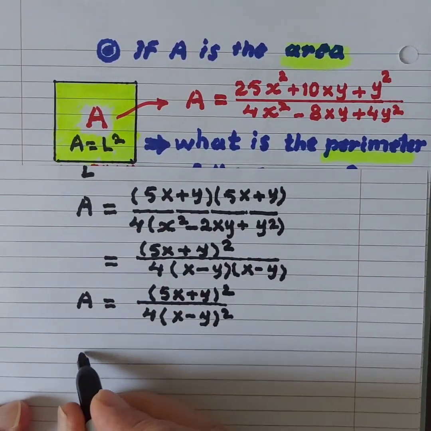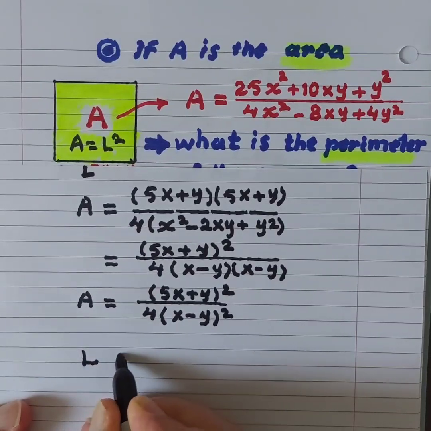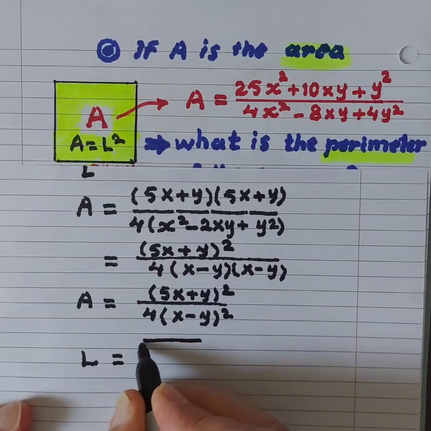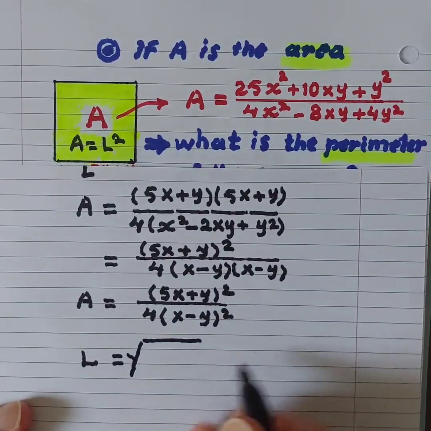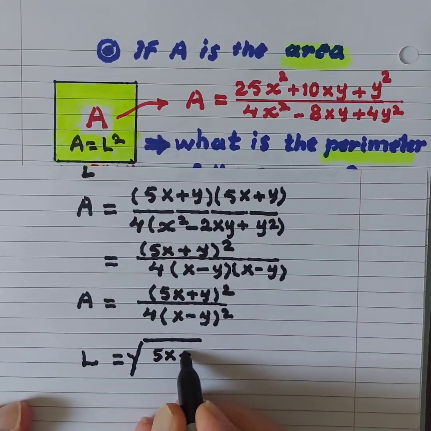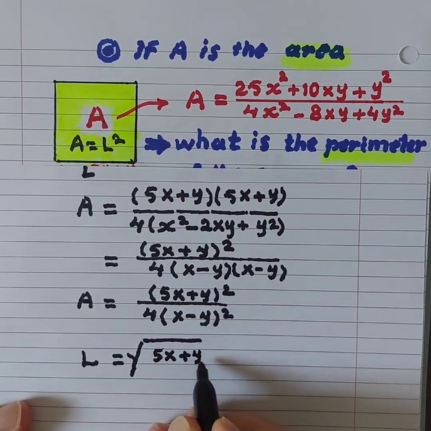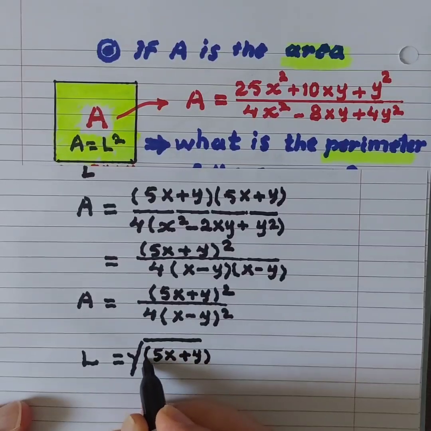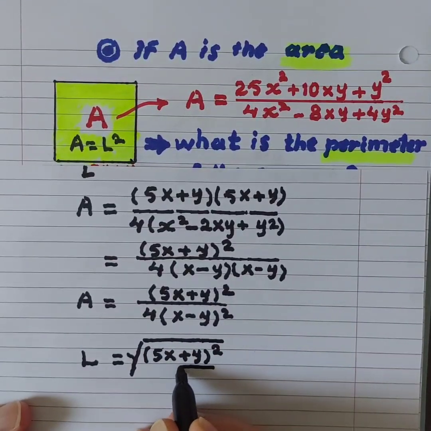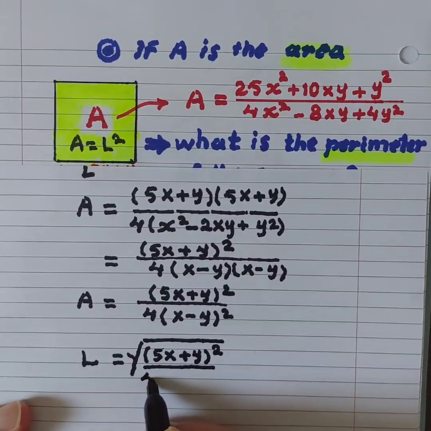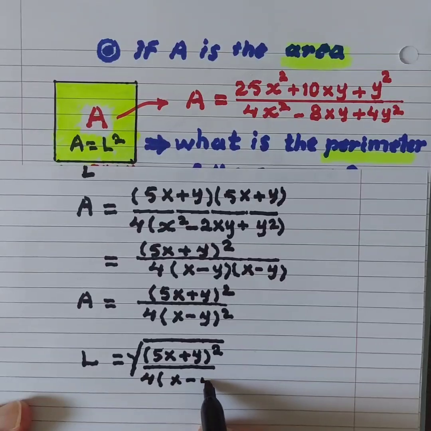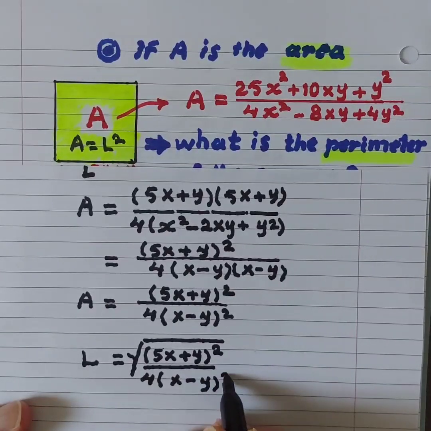So we can say L is the square root of (5x plus y) squared over 4 times (x minus y) squared.